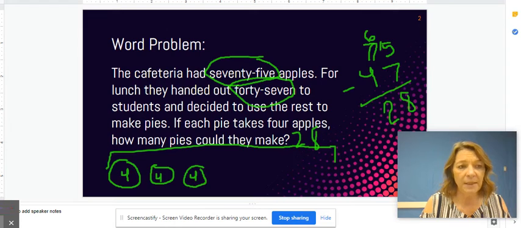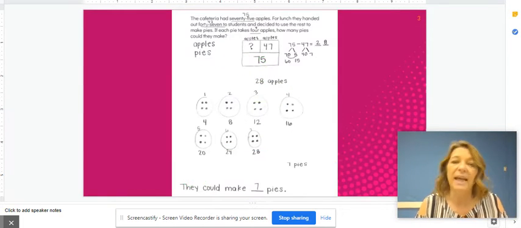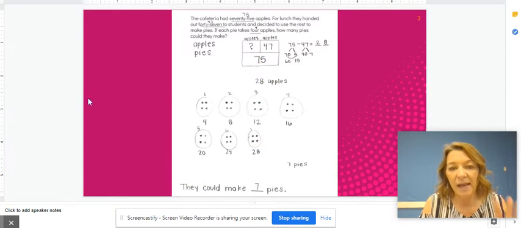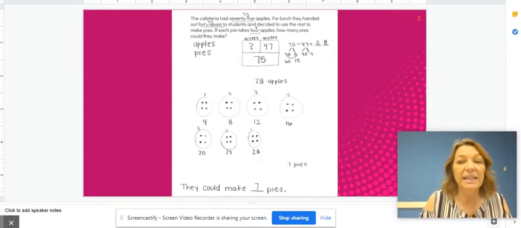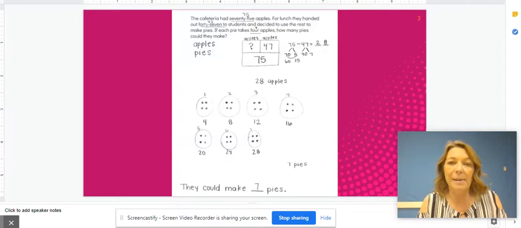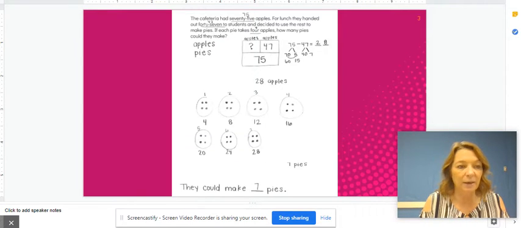So my problem is really what? What is my problem? It's 28 divided by 4. And that makes 1, 2, 3, 4, 5, 6, 7 pies. So we're going to get 7 pies out of the leftover apples. It sounds delicious. I can't wait.